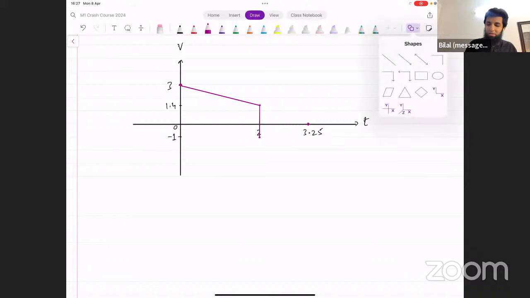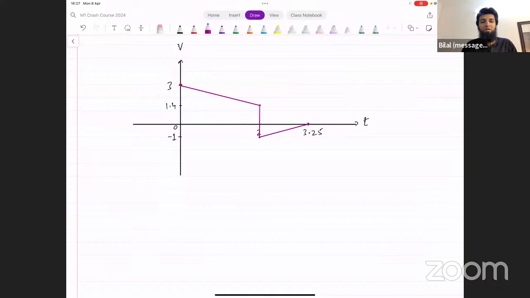And then it goes back to 0 from this. This is what the velocity time graph for this journey would look like.